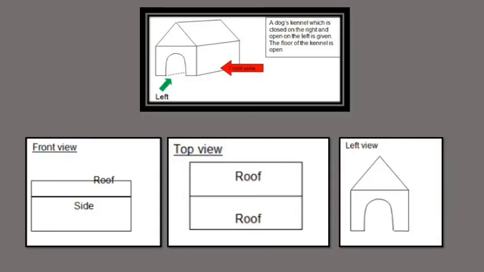Here we have a dog kennel. And this is the left side, and this is the front view. So the front view will be this rectangular plane and the roof, which will look like this. The top view will just be the two parts of the roof. And the left side will be the entrance of the dog kennel.